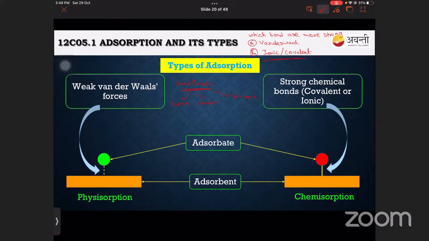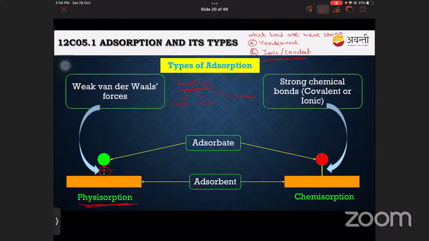Now, as van der Waals bonds are weaker, they can be formed easily as well as broken easily. The energy released is less, and they can be broken by giving some amount of energy itself. This is nothing but physisorption, as they are only physical. They are not actually forming a bond. Van der Waals force is nothing but attraction between two molecules. That's it. So they are having only a physical phenomenon.